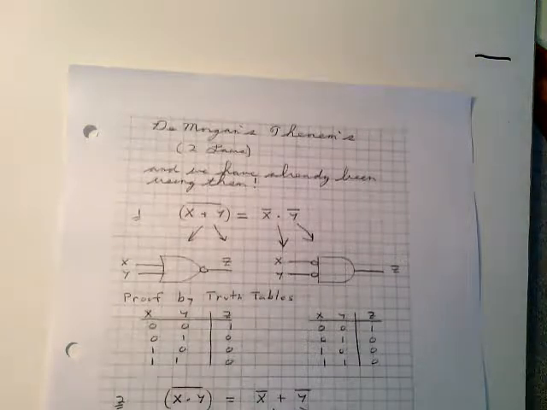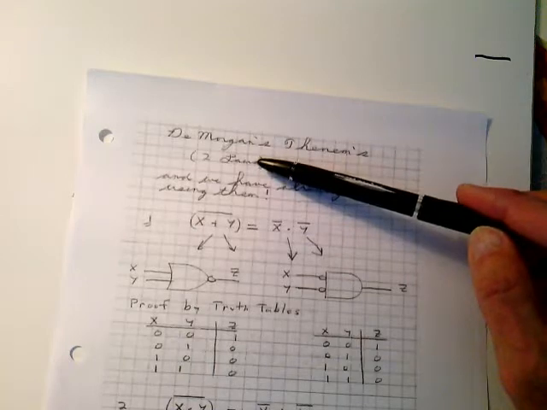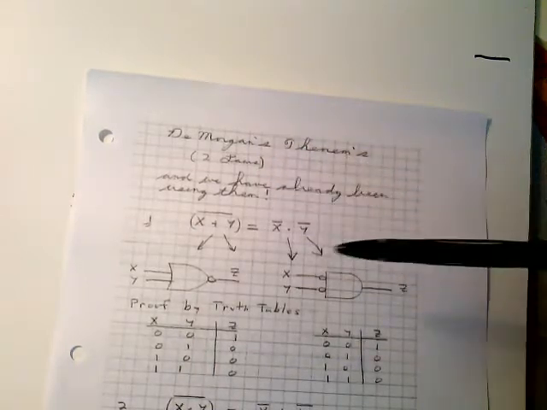We have been using DeMorgan's Theorems all along. We're on page 67 of our lecture notes. Notice there are two laws. You'll recognize this as soon as we get started with it.